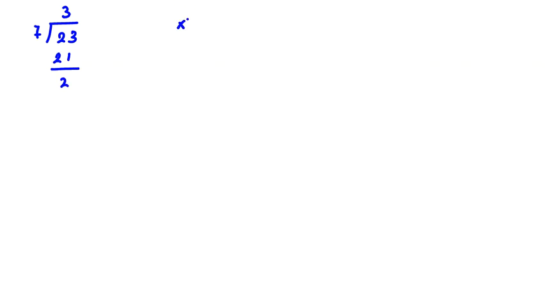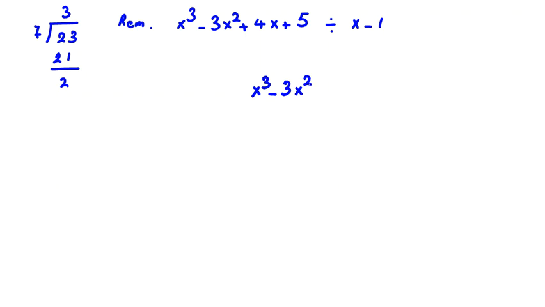Sometimes, for example, you see a problem, x cubed minus 3x squared plus 4x plus 5, and you want to find the remainder when you divide this one by, for example, x minus 1. If you want to do that, one way is to divide like this. You write, we call it long division, x cubed minus 3x squared plus 4x plus 5, and we divide it by x minus 1.